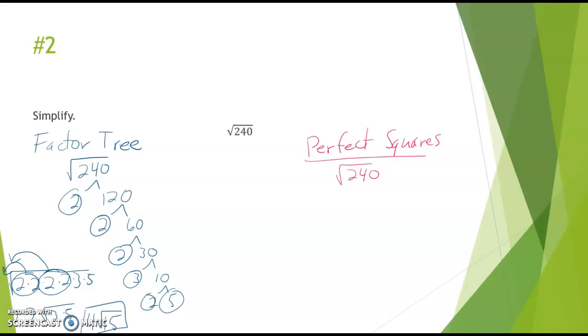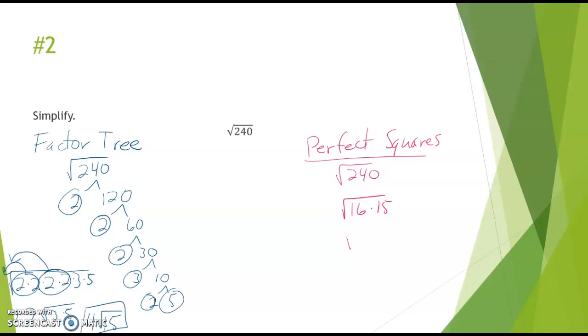So I'm going to do 240 divided by 100, doesn't come out perfect. 240 divided by 81, still a decimal. 240 divided by 64, still a decimal. 240 divided by 49, still a decimal. 240 divided by 36, still not working. 240 divided by 25, nope. 240 divided by 16, ooh, that one actually works. So 16 times 15 gives me 240.